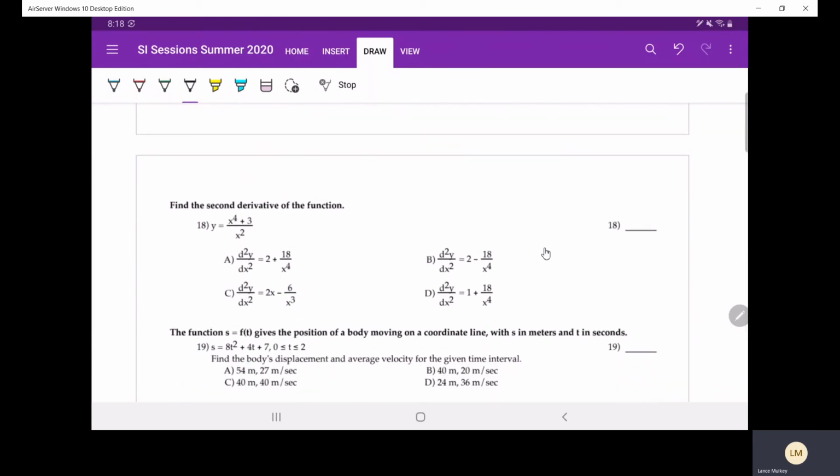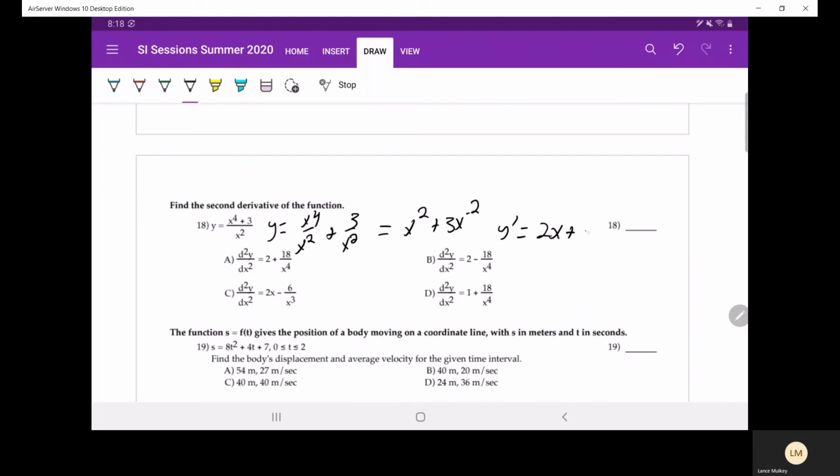So we'll come along right here. Another quotient rule, yay, but you don't have to use quotient rule because you can say y equals x to the 4th over x squared plus 3 over x squared, which equals x squared plus 3x to the negative 2. Nice and simple, right? Oh, he wants you to find the second derivative? That's rude.